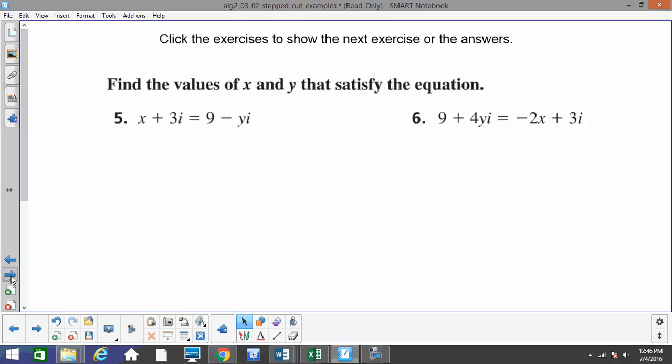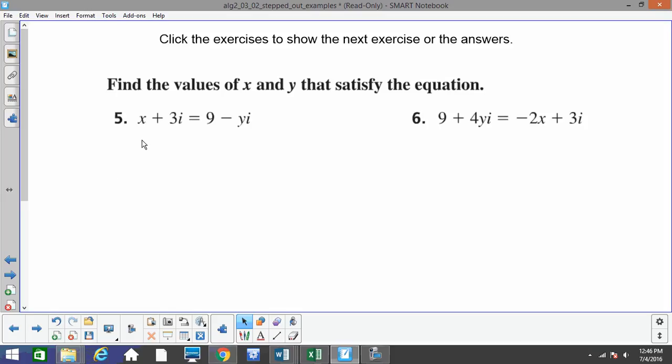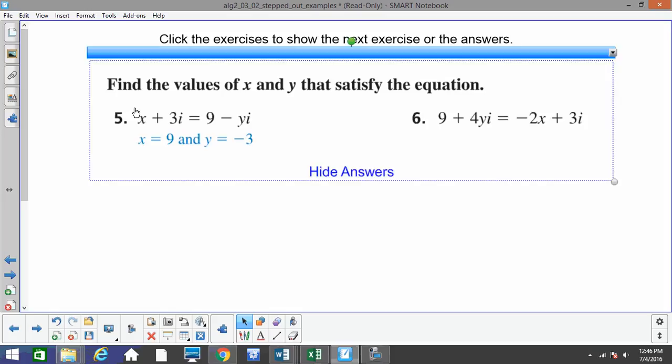All right, here are a couple for you to try on your own. Remember, set the real parts equal to the real parts and the imaginary parts equal to the imaginary parts. Pause the computer, give it a shot. Not a shout, a shot. Let's check our answers. 9 is x, y is -3, x equals 9, 3i equals -yi. Solve. For number 6, -4.5 for x, 9 equals -2x, and 4yi equals 3i. y is going to be 0.75.